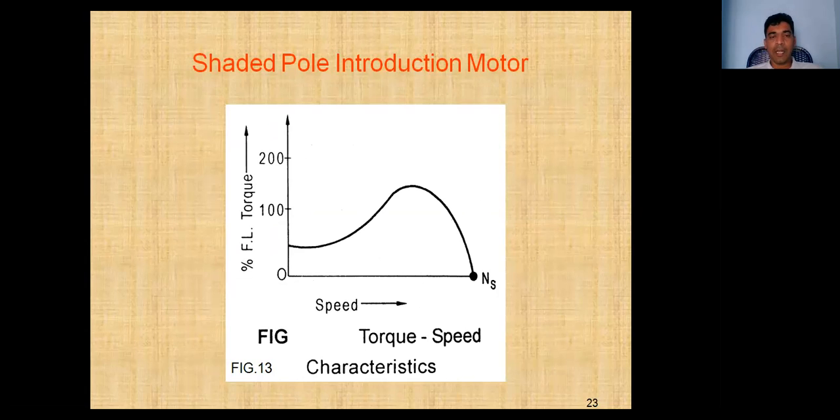And the torque speed characteristics: here the starting torque is very less, around 40 to 50 percent of full load torque, and it keeps on increasing, then finally decreases. These are the speed torque characteristics of the shaded pole induction motor.